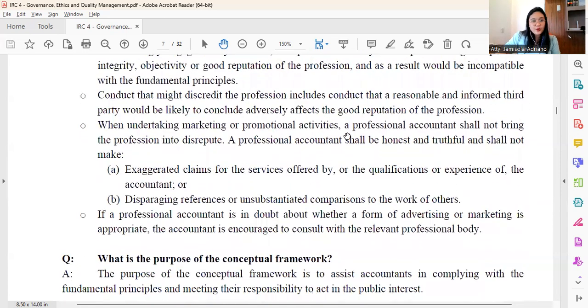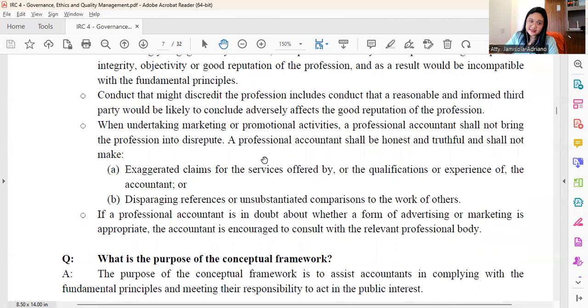When undertaking marketing or promotional activities, a professional accountant shall not bring the profession into disrepute. So there are also rules in marketing your services. For example, you have an accounting firm and you want to market your services, you have to make sure that the marketing paraphernalia are also professional in nature. For example, you cannot record a video of you dancing, twerking, and then place a mark there that for accounting services, contact this number, and so on. So that would put the profession into disrepute.